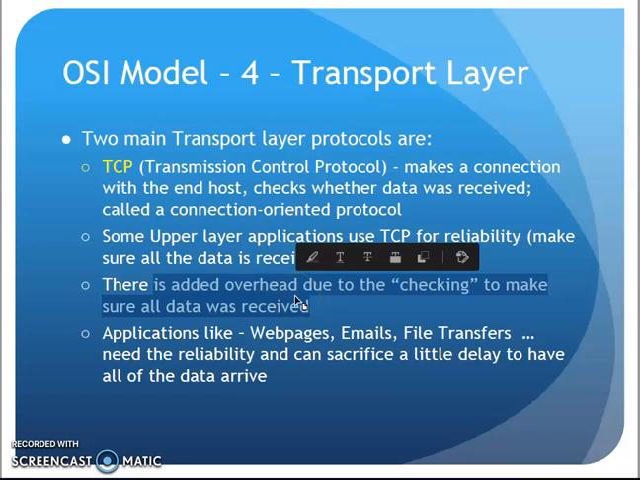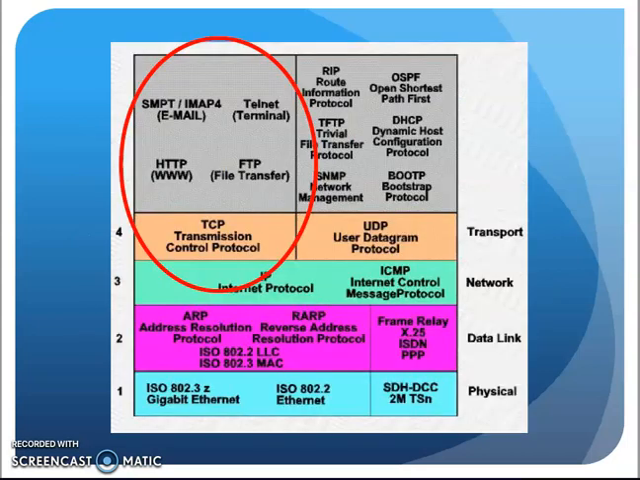The trade-off is it's going to make sure I got it all. It's going to make sure I got the whole web page. It's going to make sure I got the whole email. A partial web page is kind of useless. A partial email is kind of useless. So TCP is going to be there to make sure that all the pieces get there. It literally is going to number everything. It's going to count for it all and make sure it all gets there.